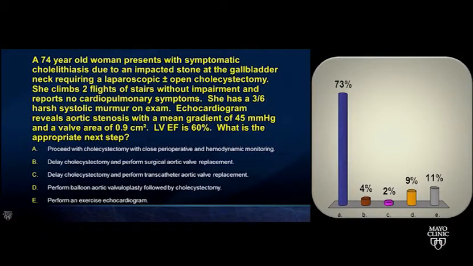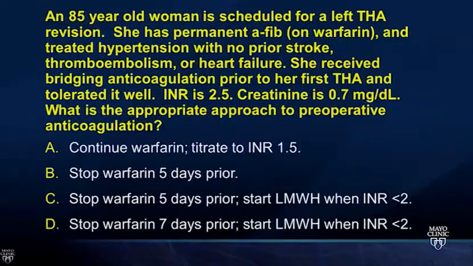Final question. An 85-year-old woman scheduled for a left total hip, permanent atrial fibrillation, treated hypertension, no prior stroke, thromboembolism, or heart failure. She received bridging anticoagulation prior to her first THA and tolerated it well. INR is 2.5, creatinine is 0.7. What is the appropriate approach to the preoperative anticoagulation before the hip replacement?